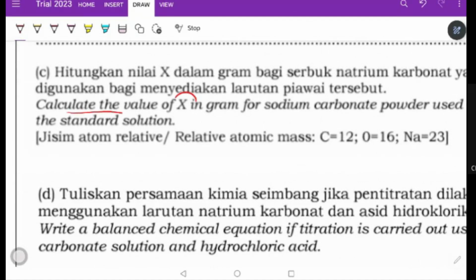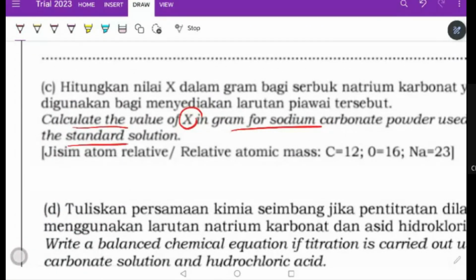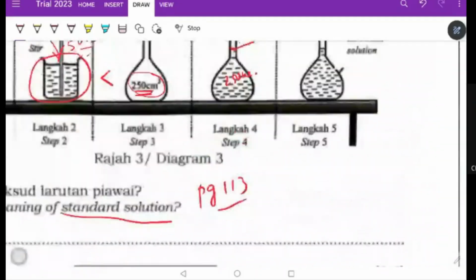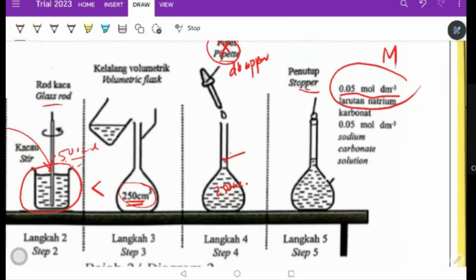Next. Calculate the value of X in gram used to prepare the standard solution. So what is the mass? Here you have the concentration, right? So class, concentration is what? It's the M, right? What is the V? Volume. What is the volume, class?